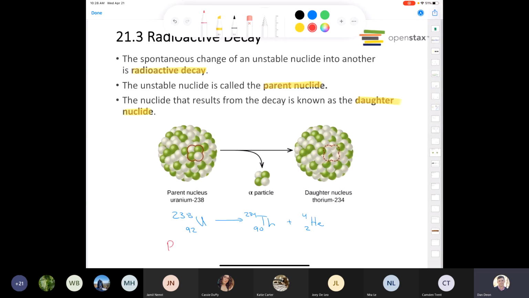Here I have the parent. No, I guess it's already written there. I have the parent. Here I have, let me write it here. I have the parent. I have the daughter, and this is the particle or the entity that was liberated during the decay, which was an alpha decay in this case. So a radioactive decay, we have a parent and we end up with a daughter.